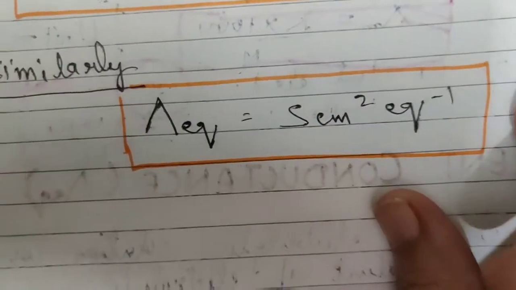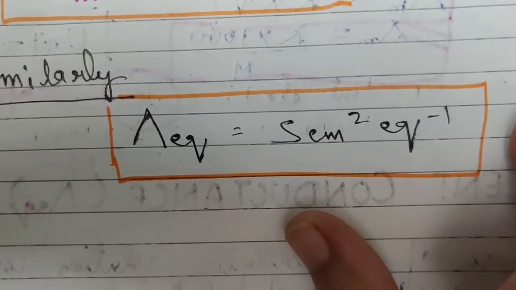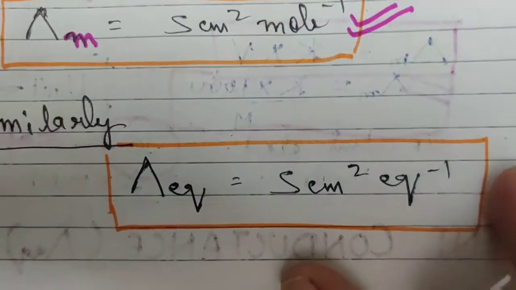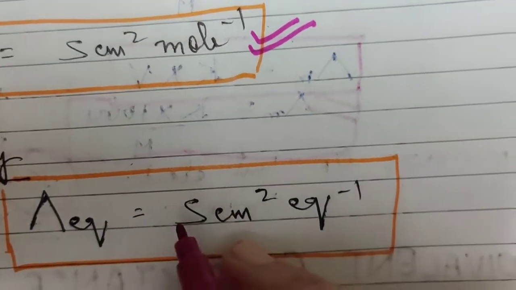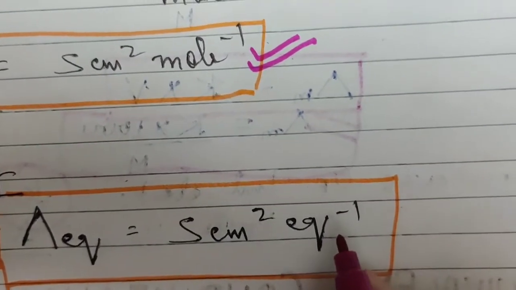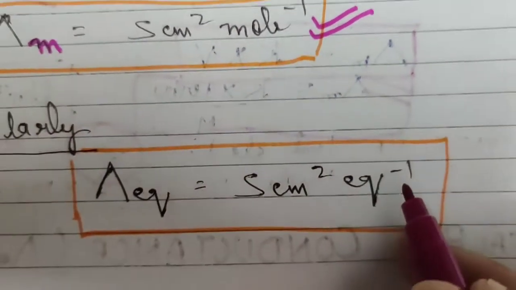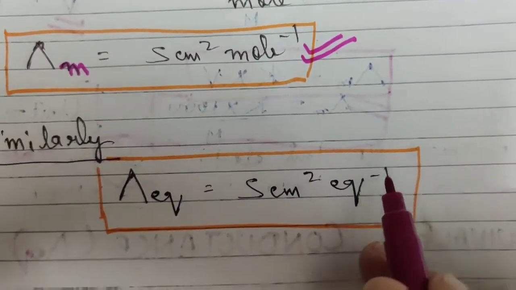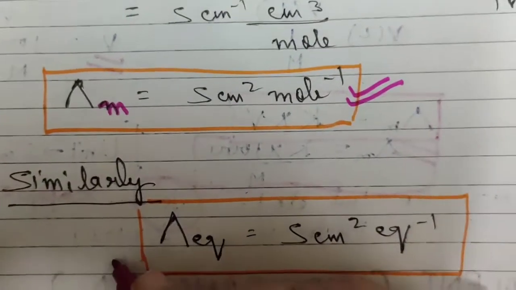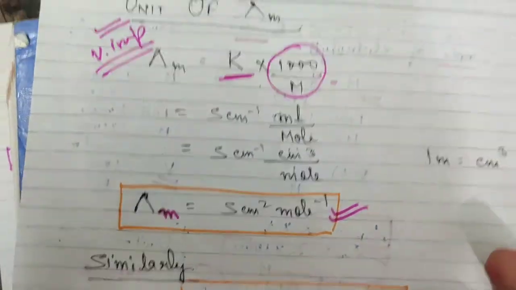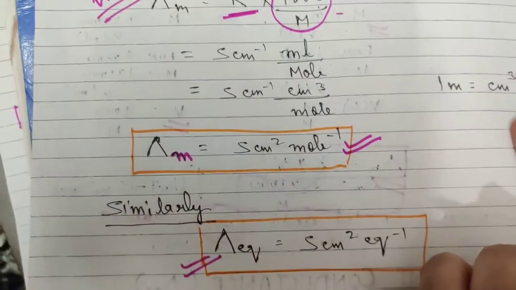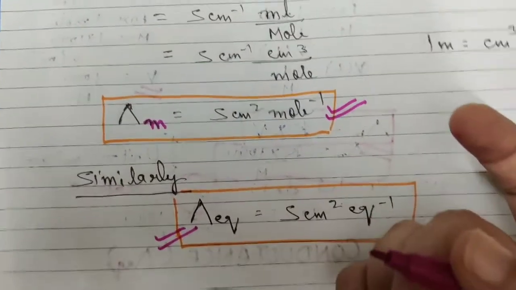Now similarly, when we talk about equivalent conductance, there will be only a small change, that is mole will be replaced with equivalent. Siemens centimeter square per equivalent. I hope this unit derivation is clear to you. You have to remember these two units, children, and please go through this derivation properly and ask in case of any doubt.